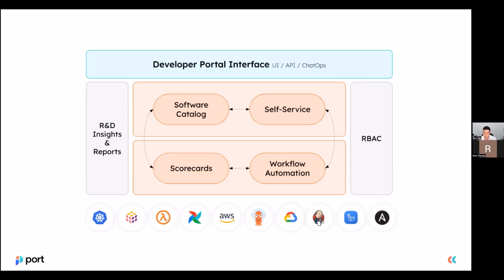Now, of course, all of this is surrounded by a strong role-based access control layer, which makes sure that only the correct personas see the sensitive information in the software catalog, only the correct developers have access to the self-service actions that are designated for them, and teams are able to see scorecards which are relevant for them in order to avoid complexity and fatigue and so on.